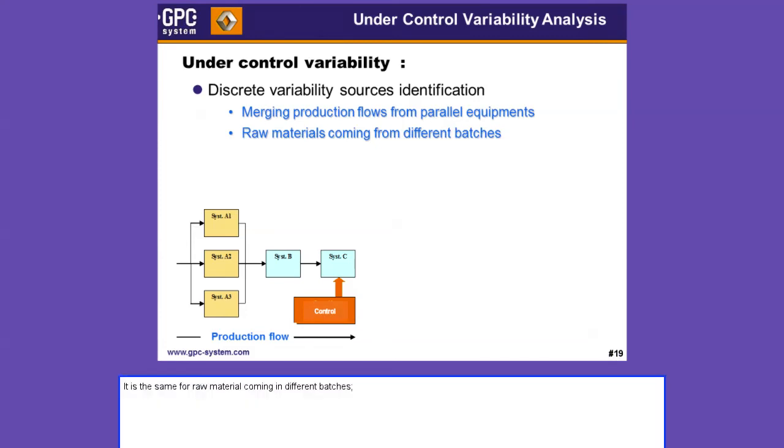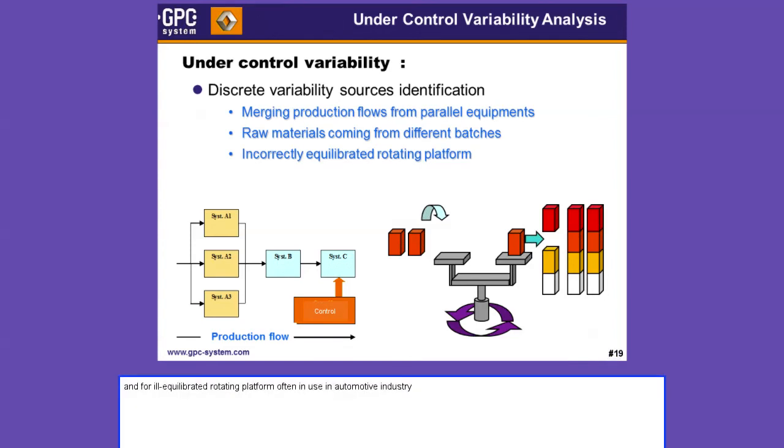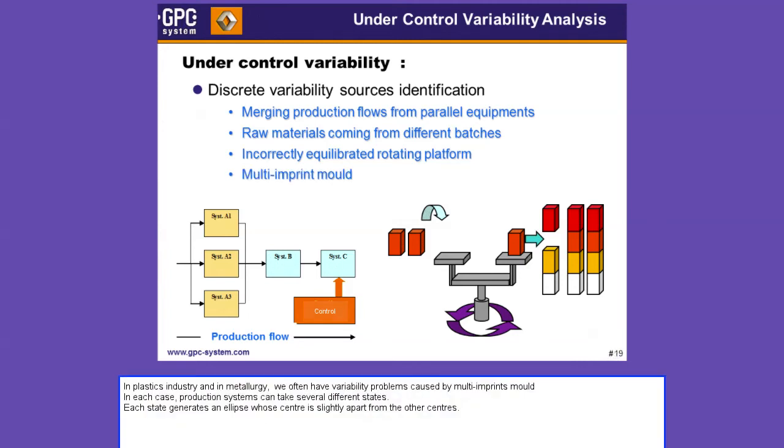It is the same for raw material, coming in different batches. And for ill-equilibrated rotating platforms that are often in use in the automotive industry. In the plastics industry, and in metallurgy, we often have variability problems caused by multi-imprints molds. In each case, production systems can take several different states. Each state generates an ellipse, whose center is slightly apart from the other centers.